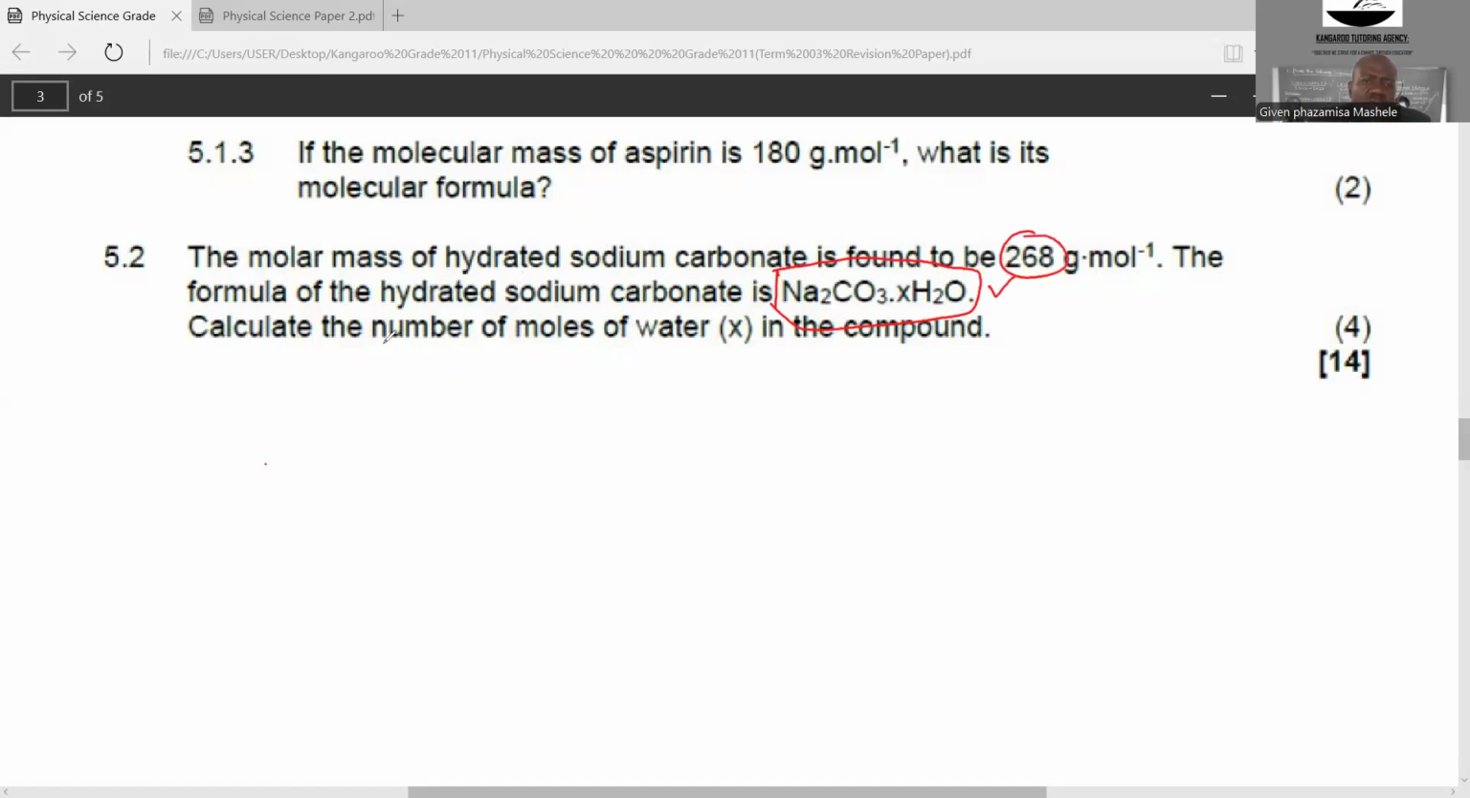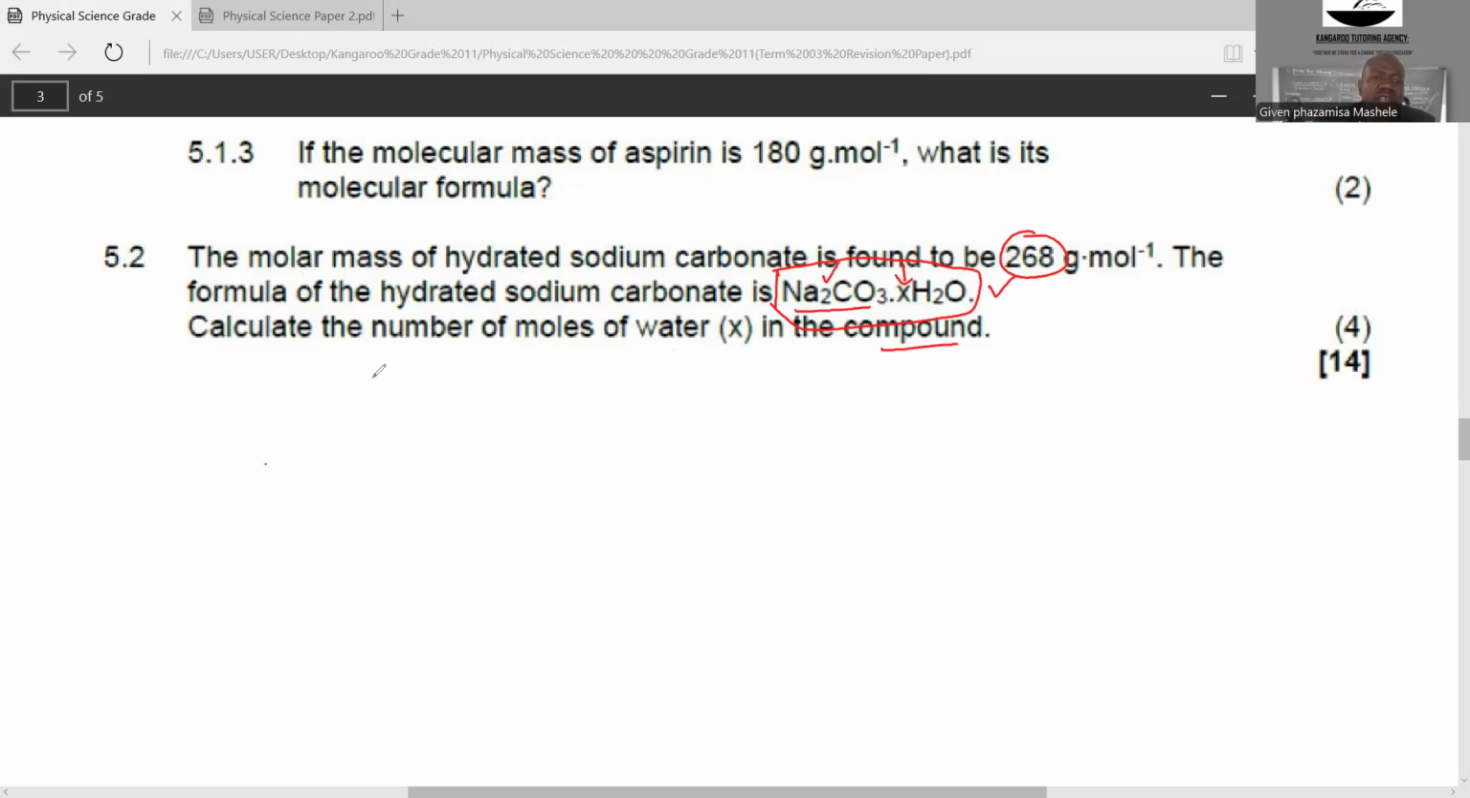The question says calculate the number of moles of water, which is X. We want to know what this X is in this compound, the moles of water in this hydrated sodium carbonate. We are given that this has a molar mass of 268. So if we know the molar mass of the sodium carbonate without the water component, we can work out the molar mass of the water.